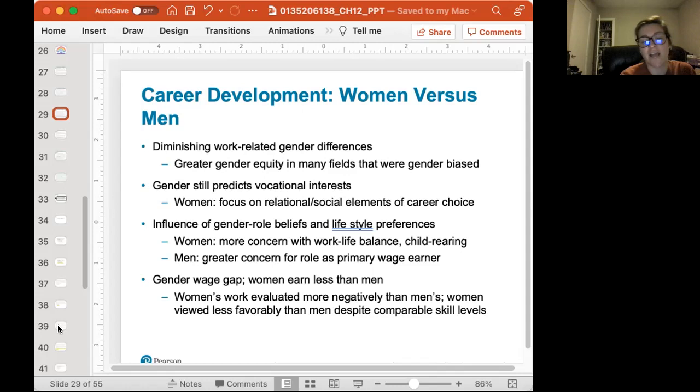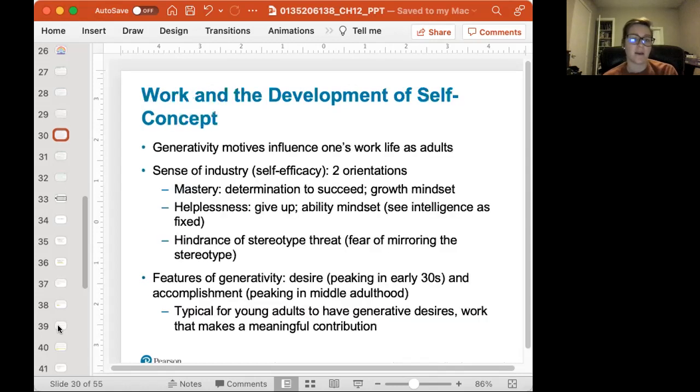There's a gender wage gap, so women earn less than men. Women's work is evaluated more negatively than men's. Women are viewed less favorably than men despite comparable skill levels. So there's still some advocacy that can be done for your female clients in that way, women clients in that way. So work in the development of self-concept.